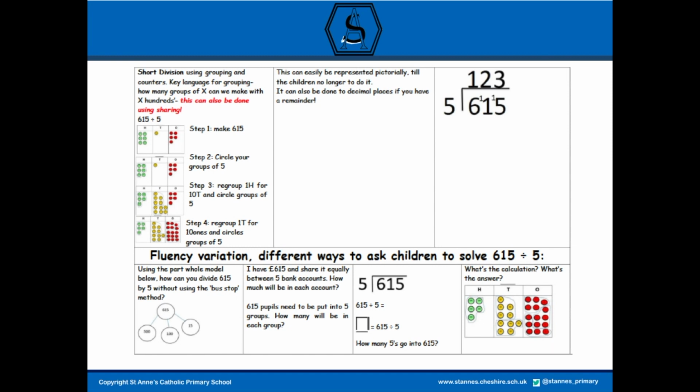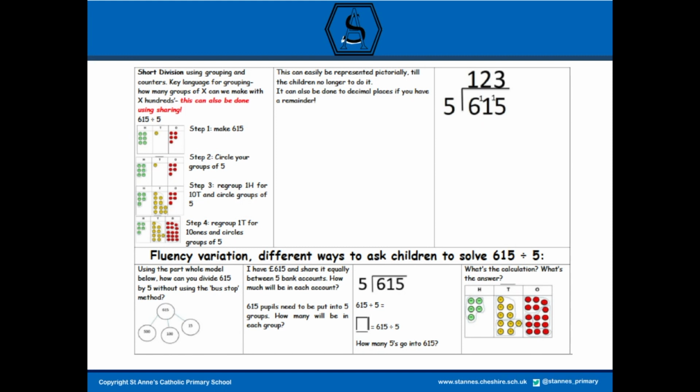We then move on to short division, which historically has been called the bus stop method. You can see how this is done using the place value counters initially. So we have 615 divided into 5 separate groups. So we make 615, then we circle groups of 5, so we get each column into groups of 5.